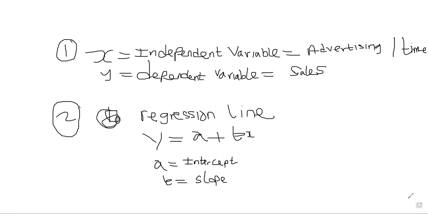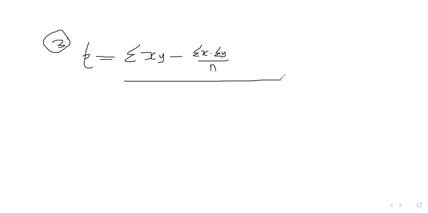From here, we now look at how we find our b. Some of these formulas are given. So it's the summation of xy minus the summation of x multiplied by the summation of y over n, over the summation of x squared minus the summation of x, all squared, over n. This is what we call the slope.